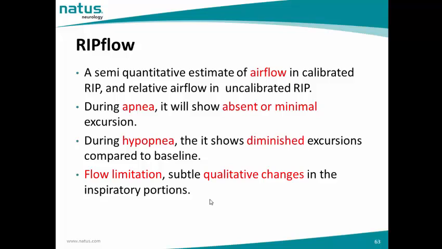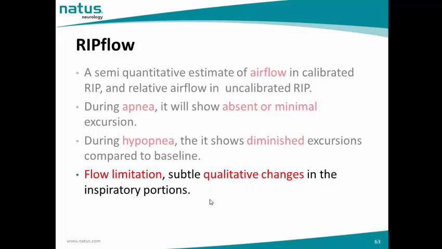RIP flow is a semi-quantitative estimate of airflow in calibrated RIP and relative airflow in uncalibrated RIP. During apnea, it should show absent or minimal excursion. During hypopnea, it should show diminished excursions compared to the baseline. In flow limitation, it should show subtle qualitative changes in the inspiratory portions.